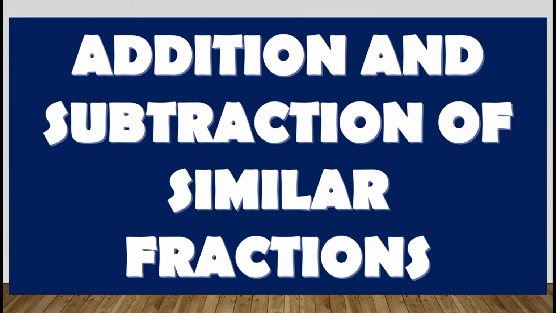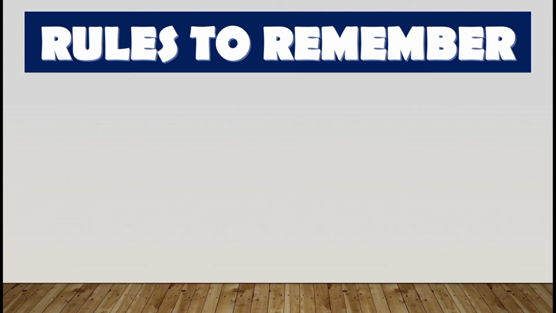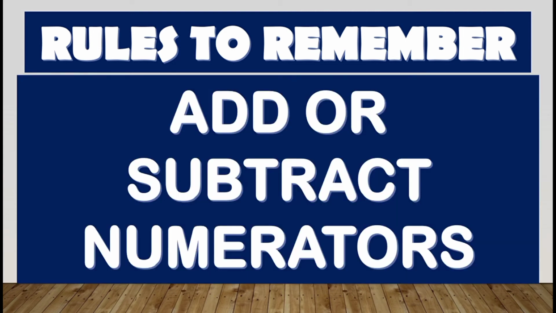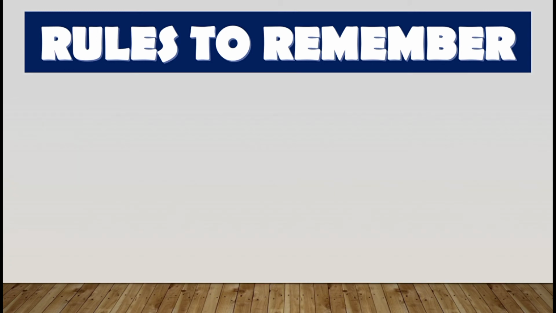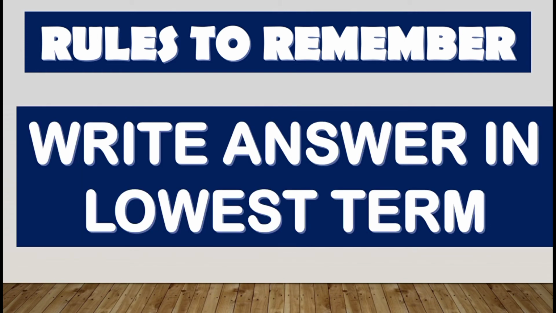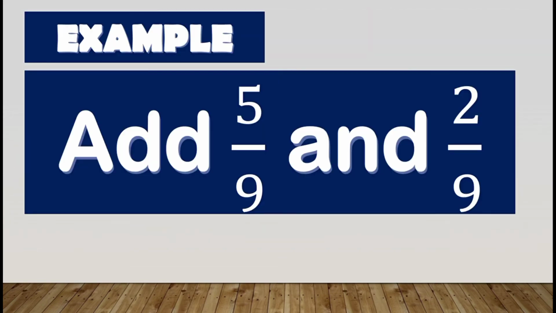This time, let us proceed with the addition and subtraction of similar fractions. These are the things we need to remember in adding or subtracting similar fractions. First, add or subtract numerators. Second, copy the denominator. And third, write the answer in lowest term. Let us be ready with our first example. Let us add 5/9 and 2/9.